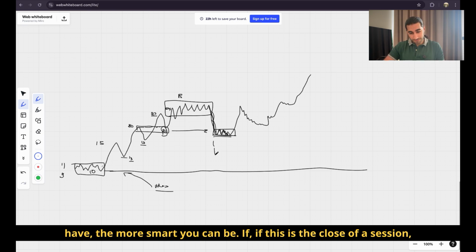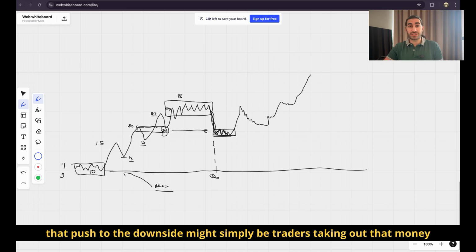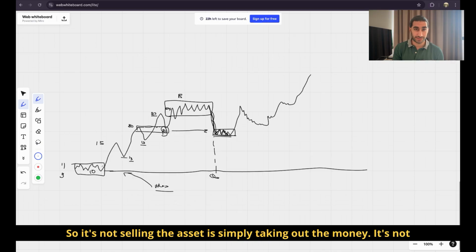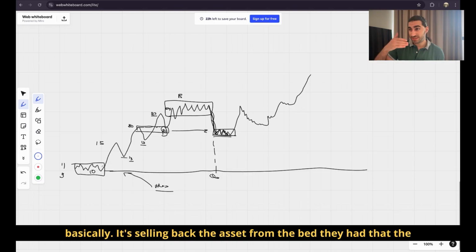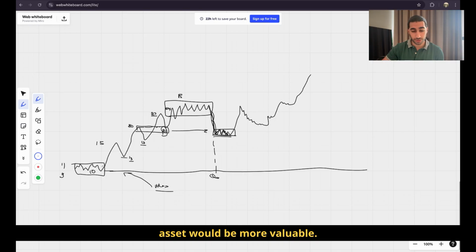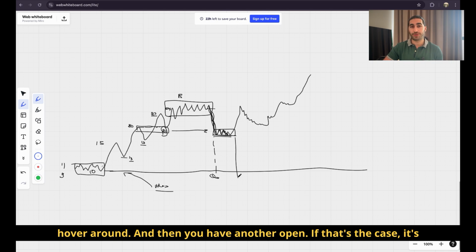If this is the close of a session, that push to the downside might simply be traders taking their money out of the asset. So it's not selling the asset short, it's simply taking out the money. It's not betting against the asset, basically. It's selling back the asset from the bet they had that the asset would be more valuable. So let's say they took their money out of here, and you see that price crashing here and just hovering around, and then you have another open.